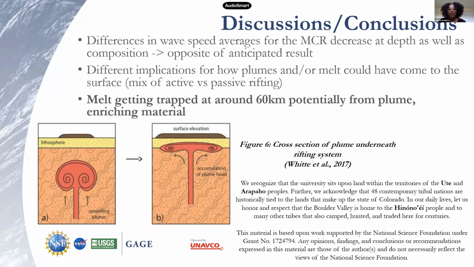And in terms of what we saw, we were thinking more that the melt was trapped at around 60 kilometers depth, potentially from a plume, and then enriching that material specifically outside of the rift, since inside of the rift, that magnesium number tended to be a little bit lower than outside. And I included this figure just to give a little bit more of a visual idea of what could be going on over here.